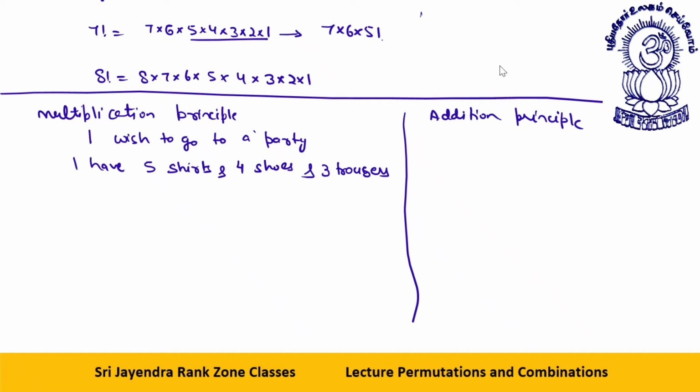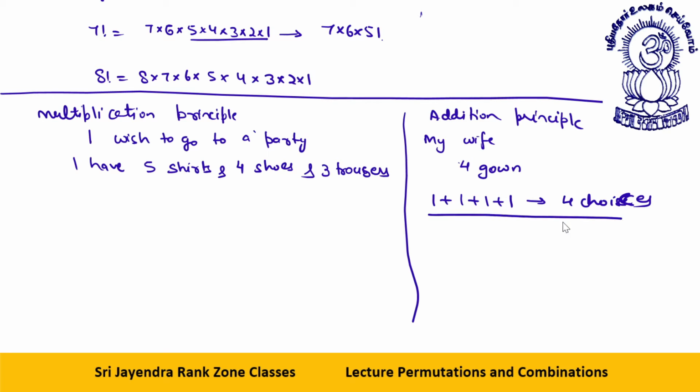Addition principle is, let's say, my wife needs to get ready. She needs to go to a party. Let's say she has four gowns with her. So how many choices does she have? She can wear any one of the four gowns. She has four choices. Why? You can take any one of the four gowns, your work is done, over.